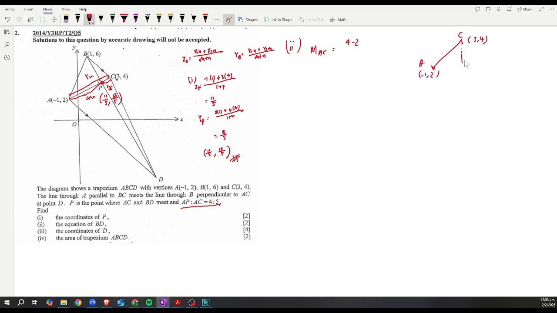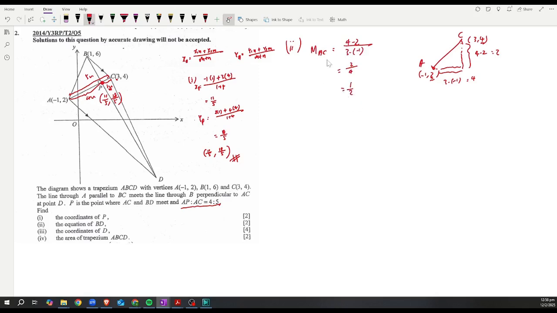You want the rise, which is the vertical movement. For the length of this, you just look at the y coordinates. It's just 4 minus 2. The run is the horizontal movement, so it's 3 minus -1, which is 4. So that would be the gradient: 4 minus 2 over 3 minus -1, which is 2 over 4, or half.